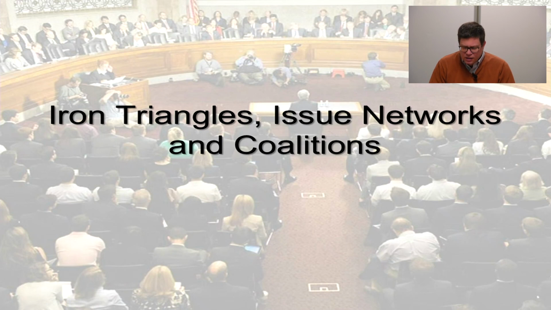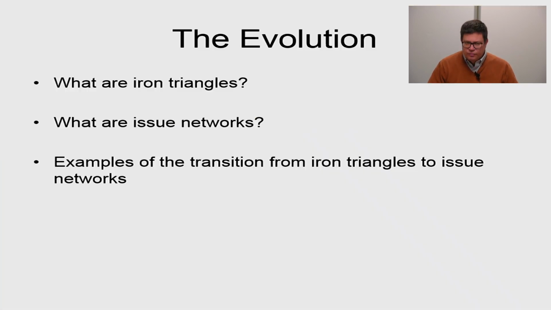So we're going to take a look at the transition from iron triangles to the idea of issue networks. This is somewhat controversial within the study of interest groups, but for our purposes, this is a pretty good way to take a look at it.